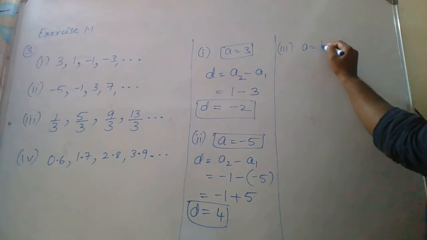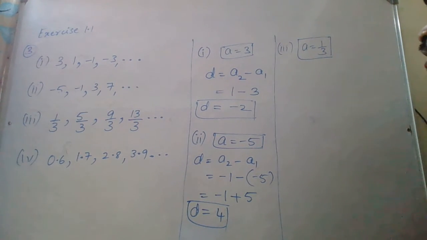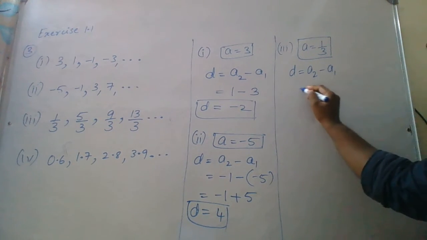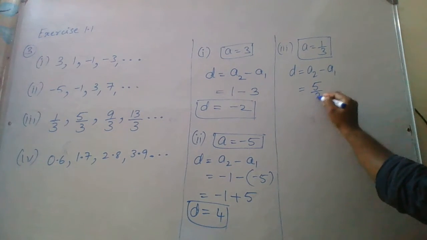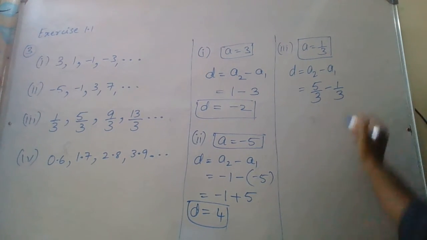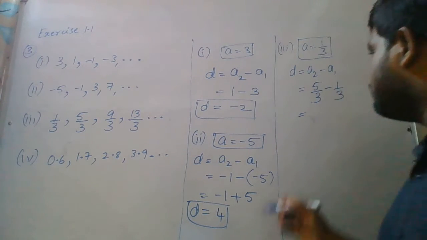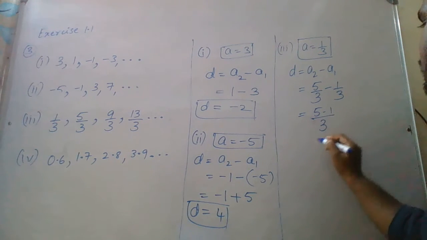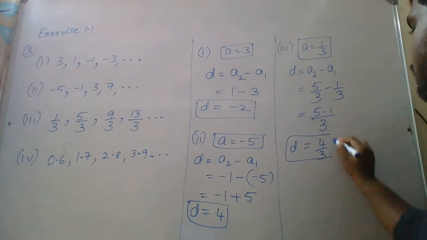Our A is 1 by 3. The first term is 1 by 3. Let's find our D, that is second term minus first term. Second term is 5 by 3 minus first term 1 by 3. The denominators are same, so we can subtract. The denominator as it is, the numerator 5 minus 1. 5 minus 1 is 4. 4 by 3, that's the value of D.